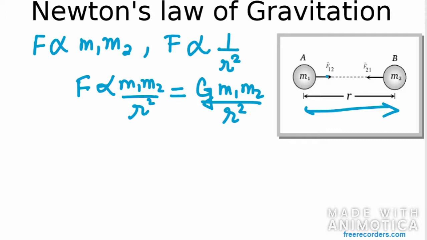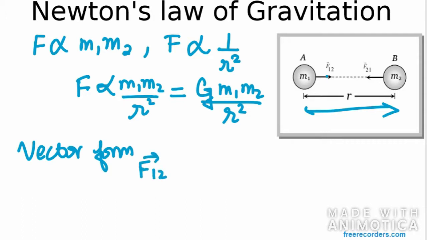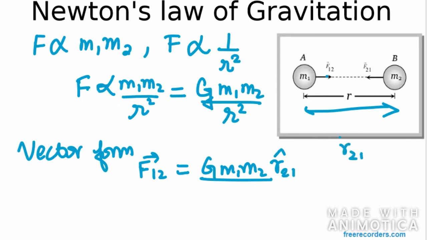Now this is the prior knowledge you already have. Now we need to write it in vector form, so let's start. First of all, as you can see, we have an F12 force here. I will define F12 first as a vector quantity. So I take G m1 m2, and we have a unit vector here, r21 cap, which is a unit vector from A to B.